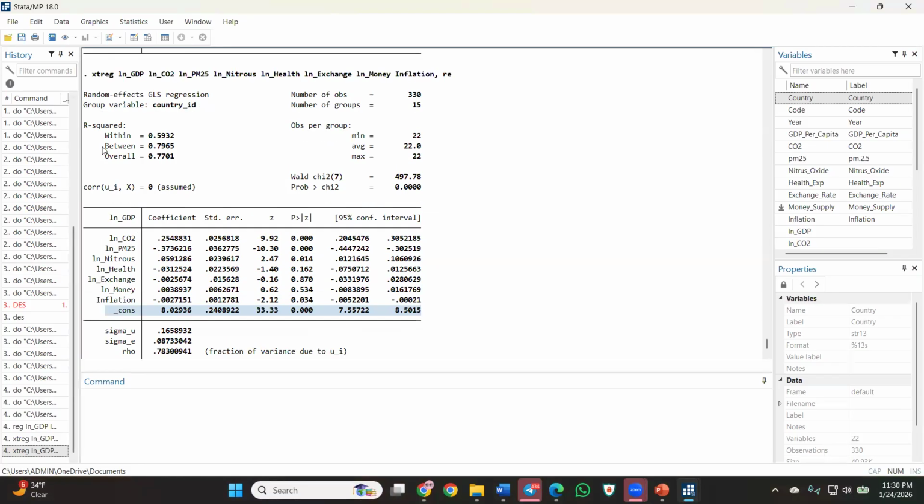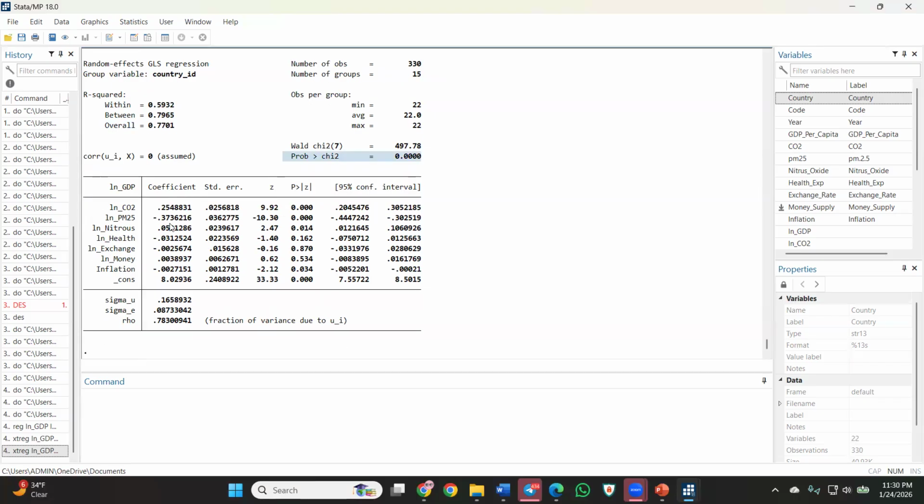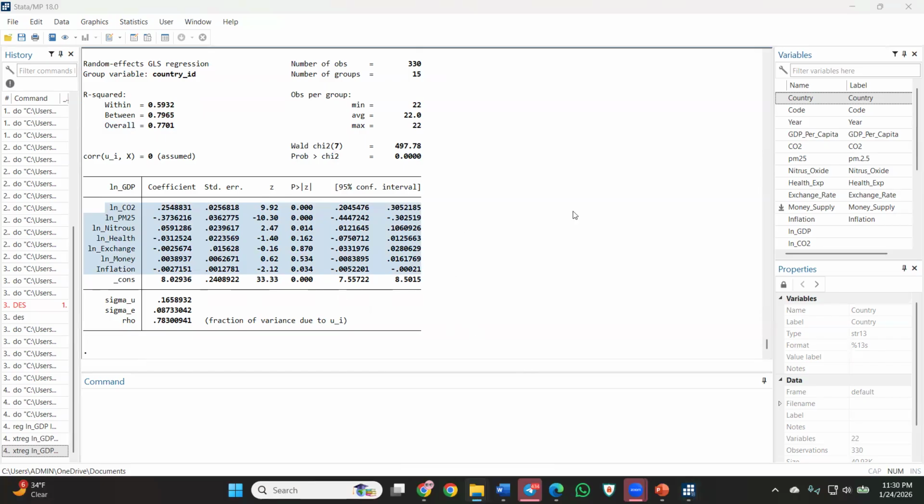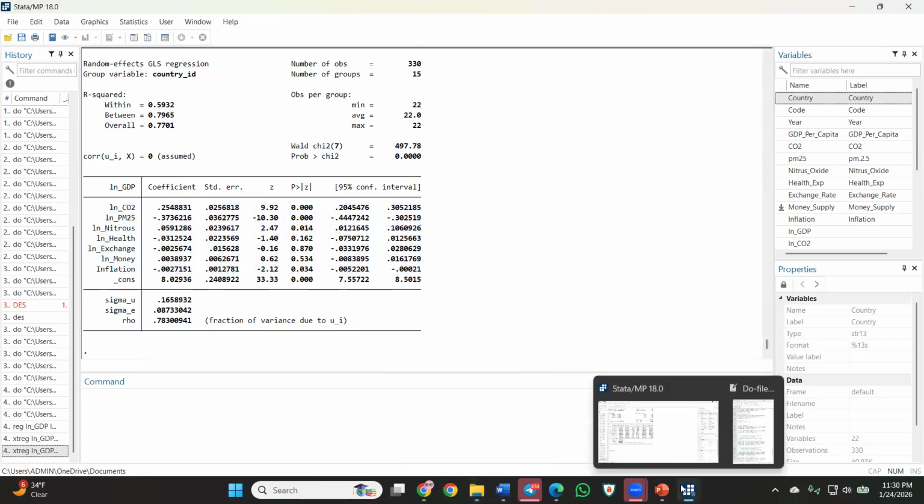So the main thing you have to check is your within R-square and the overall R-square. This one is acceptable. If it is below 10, then you have to improve your model. Then if these are significant, your model chi-square is significant, because you will report these things. You will not report the R-square, and the constant too, you will not report it.